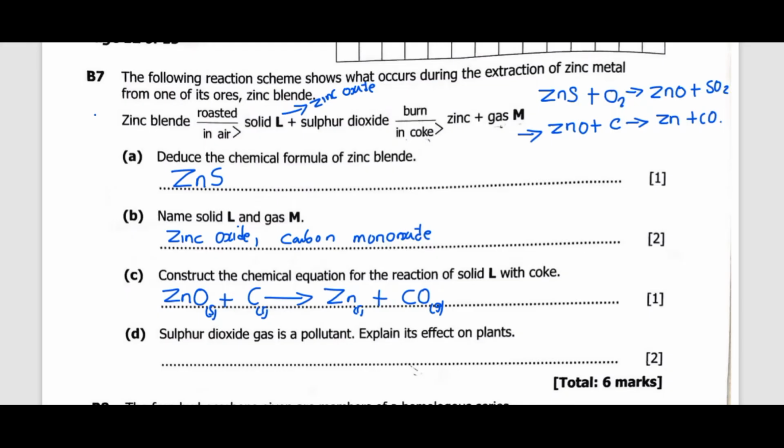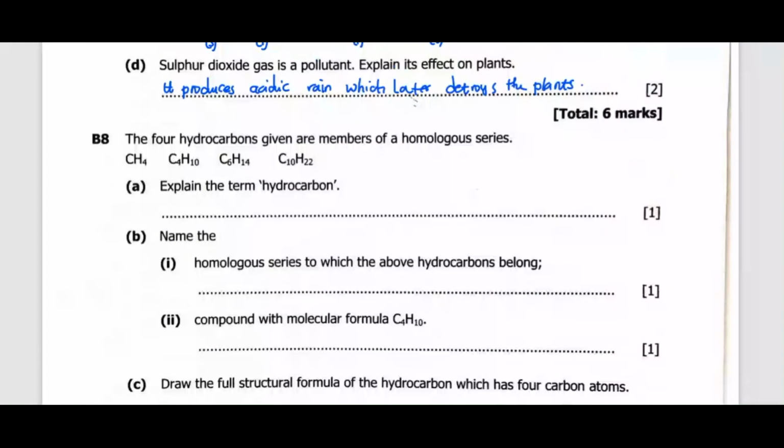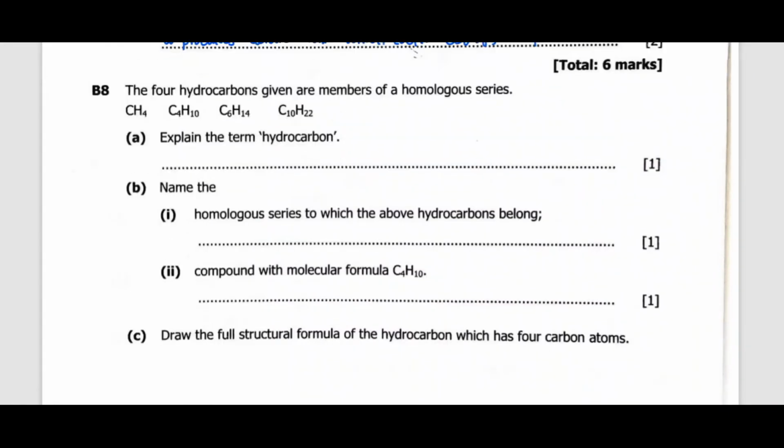Then sulfur dioxide is a pollutant. Explain its effect on plants. So the first one, it produces acidic rain, which later destroys the plants. So how is this done? So this is done when there is too much acid in the soil and it becomes acidic. And you know that there are some plants that cannot survive in an acidic environment.